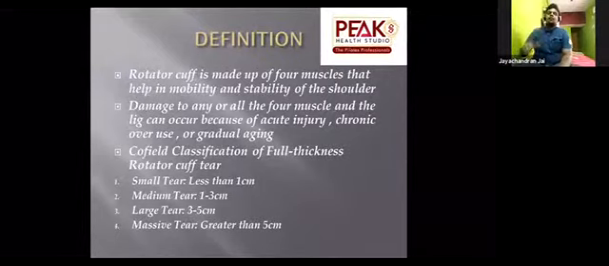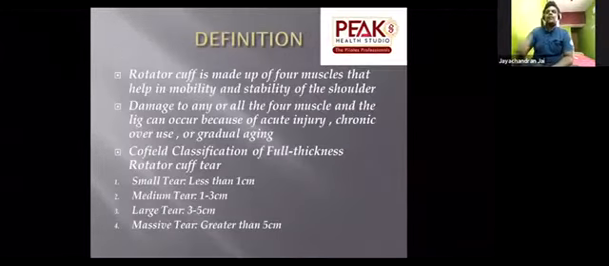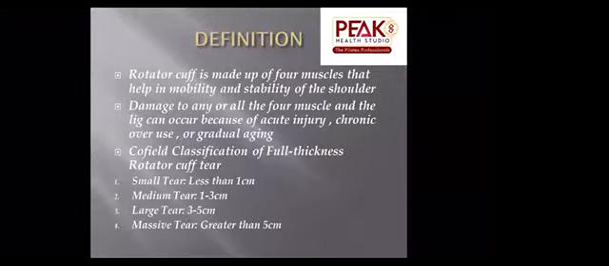During abduction movement, the infraspinatus and the teres minor stabilize the shoulder from getting displaced inferiorly. While doing abduction movement, the head should roll down. So the infraspinatus and the teres minor pull the head of the humerus into the capsule of the shoulder, stabilizing the joint from getting subluxed or dislocated. Damage to any or all of the 4 muscles and the ligament can occur because of any acute injury or chronic overuse or gradual aging. The mainly affected tendons are the subscapularis and the supraspinatus.